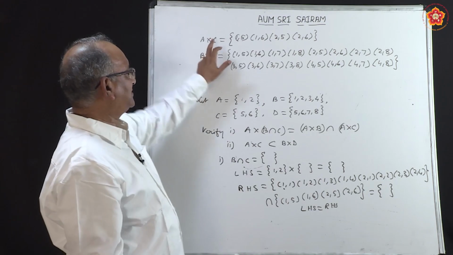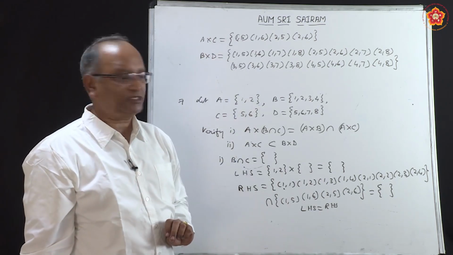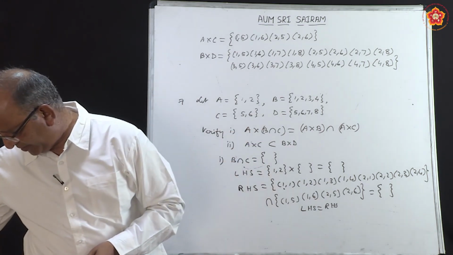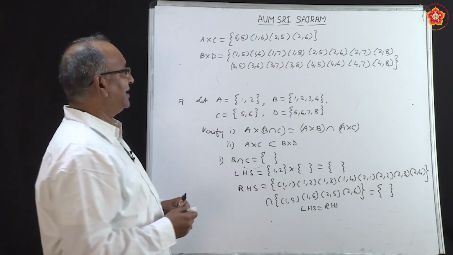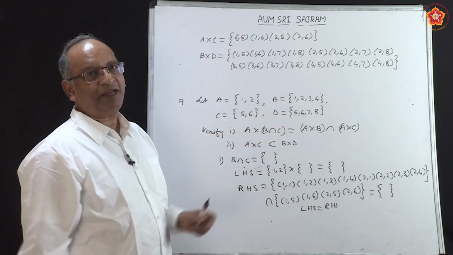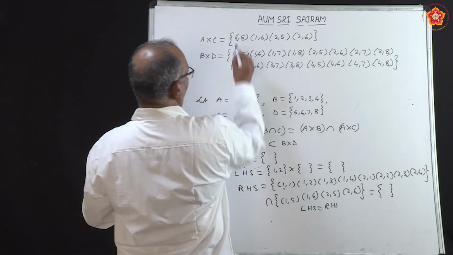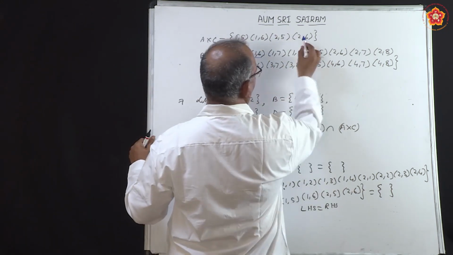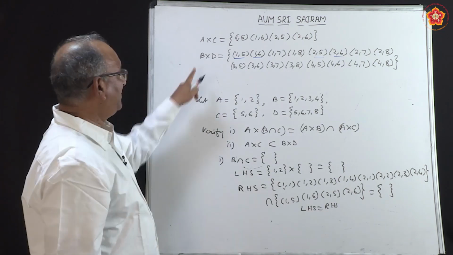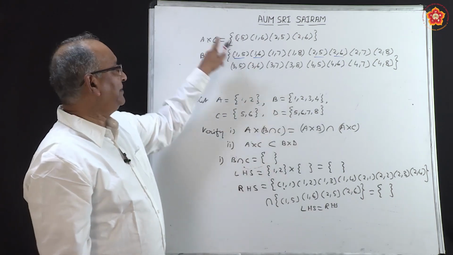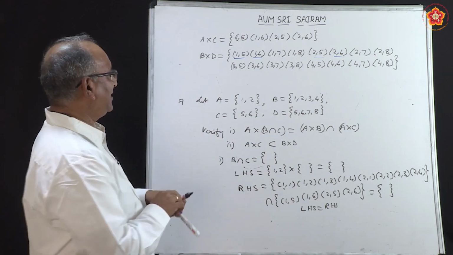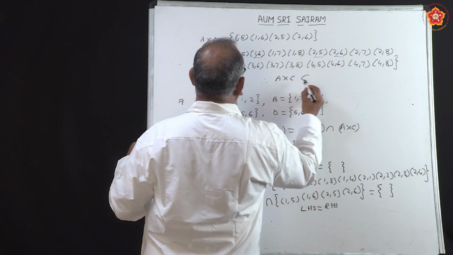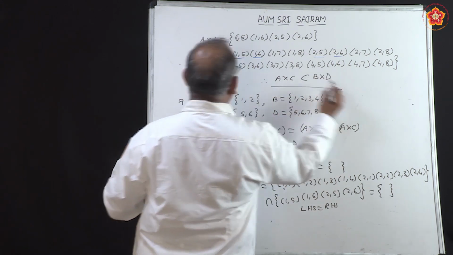So we wrote A cross C and we also wrote B cross D. He wants us to prove that A cross C is a subset of B cross D. When can we say that it is a subset? If all the elements of A cross C are found in B cross D. What is the first element? (1,5), (1,5) is here, (1,6) is here, (2,5) is here, (2,6) is also there. So B cross D has all the elements of A cross C. As a result, we can conclude that A cross C is a subset of B cross D. This is the second one.